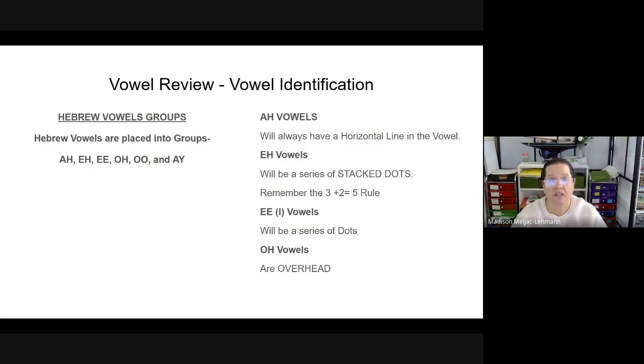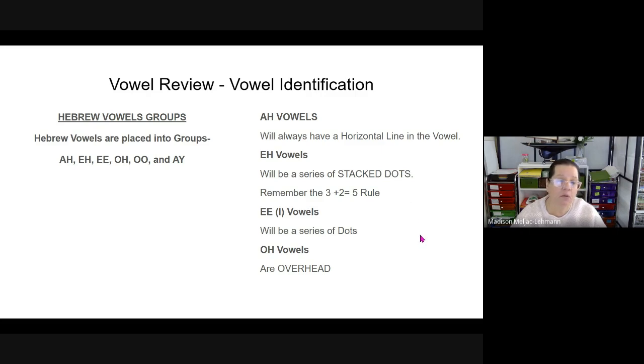So for instance, the ah vowels will always have a horizontal line in the vowel. They always will. So if you see a horizontal line, it's some type of an ah vowel, okay? The eh vowels will be a series of stacked dots. So remember, there's a 3 plus 2 plus 5 rule. So if you have 3 dots, 2 dots, and 5 dots, they're all eh vowels, okay?